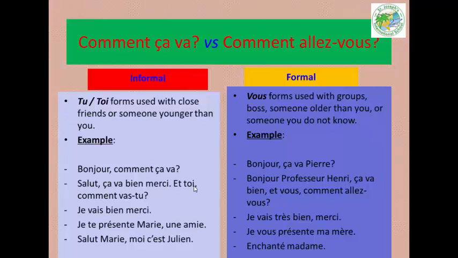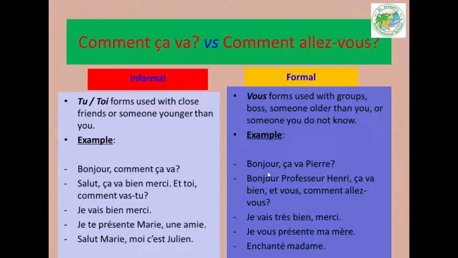Je te présente Marie, une amie. Salut Marie, moi c'est Julien. Okay, notice that here, comment ça va? And comment vas-tu? Je te présente. Some keys here, some words. It shows us that this dialogue is informal way of talking, or it's informal language between friends.